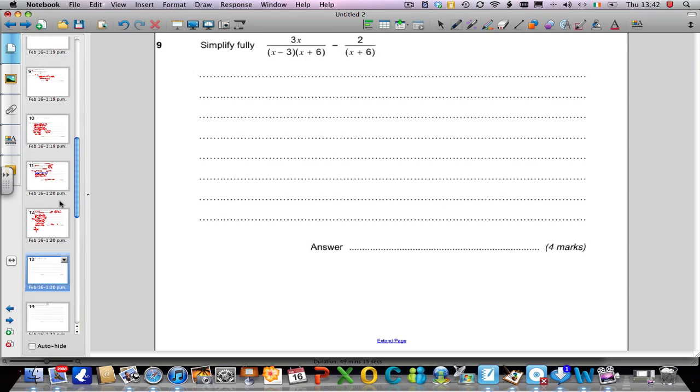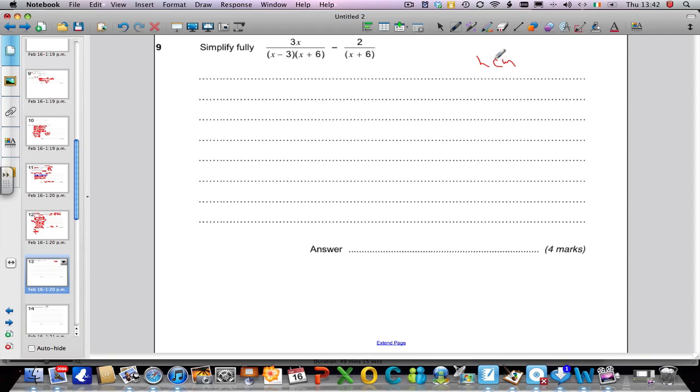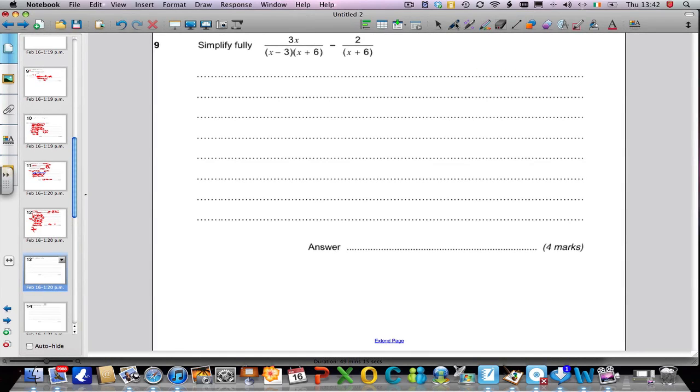Okay, we're asked to simplify fully. We've got 3x over x minus 3 times x plus 6, minus 2 over x plus 6. Well, we need to use the lowest common denominator. The lowest common denominator is, in this case, going to be x minus 3 times x plus 6. That's the lowest common denominator. So this expression here is going to stay the same.